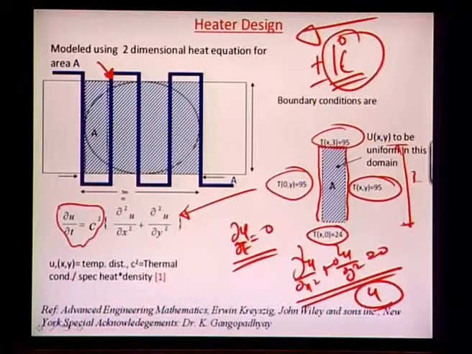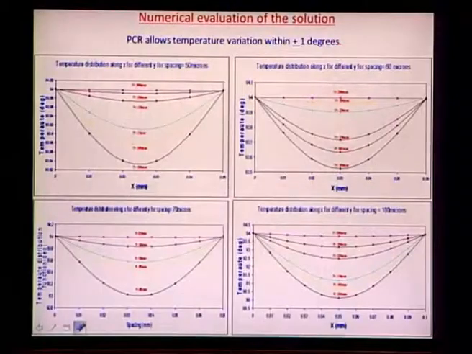We assumed that the total chip length is about 3 mm, and this is xy equal to 95, and Tx0 equal to 24. So, we assumed these boundary conditions and tried to solve, and u as a function of x and y was plotted.